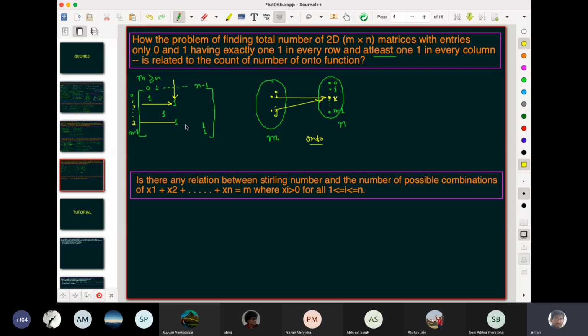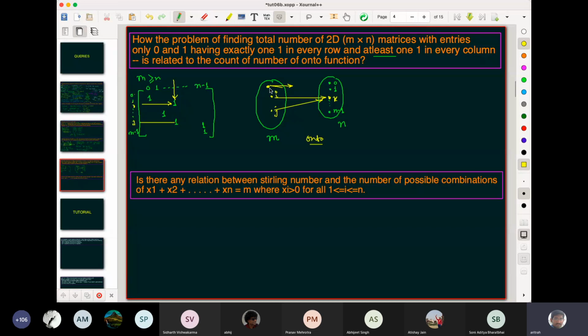Sir, what is that exactly one? Exactly one means each row, otherwise it will not be a function. If each row, see, each row means what? Exactly one edge goes out from here. It could not be the case that two edges go out to two different places. Each row has exactly one. That means each row maps to exactly one element here.